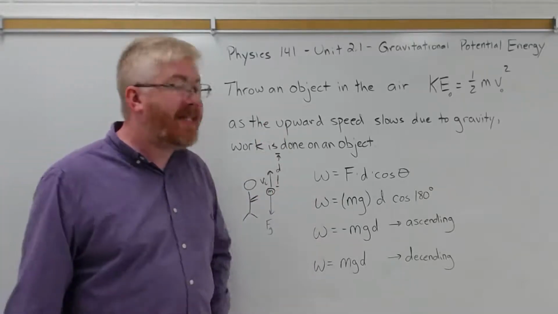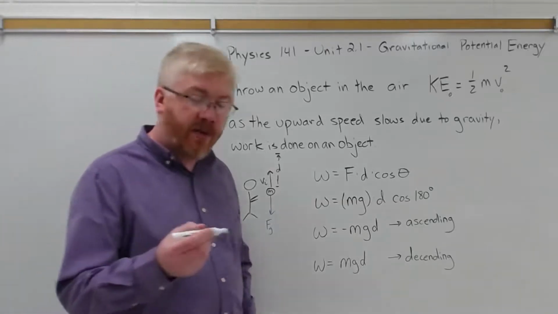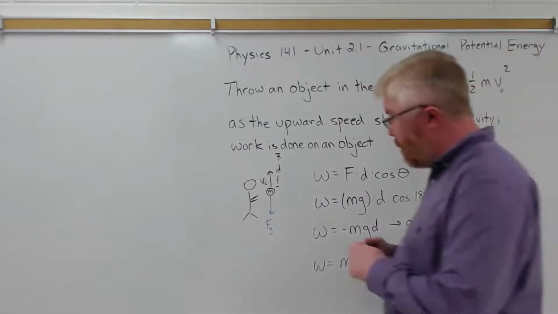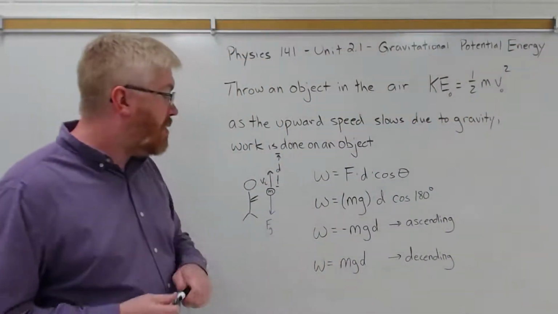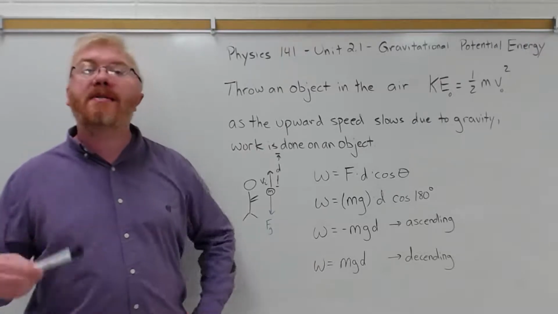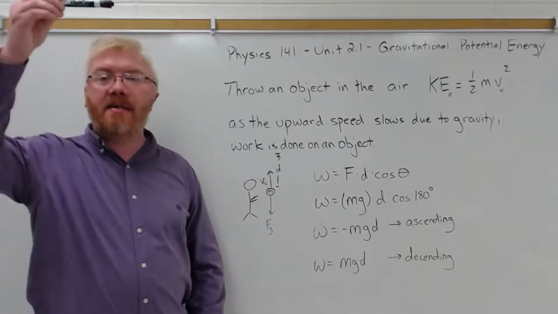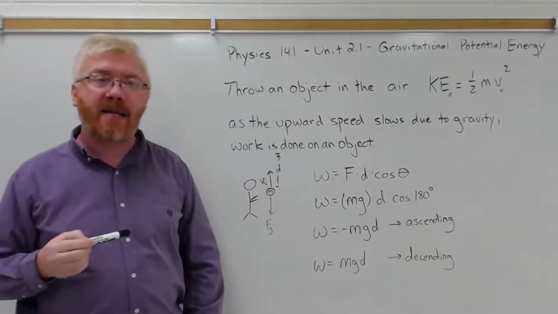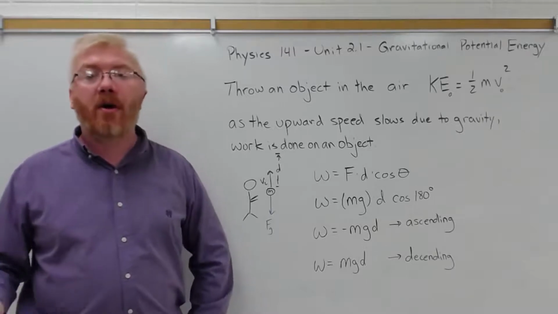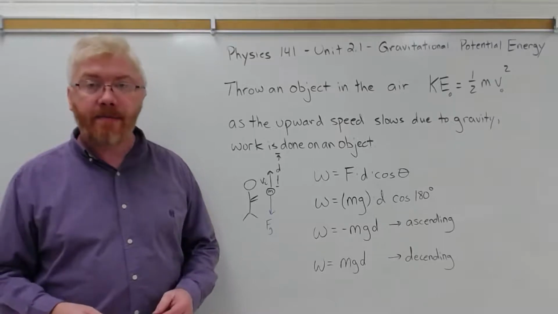Your book doesn't use D, though, for this displacement. What your book uses for gravitational potential energy, actually, pause for a moment. So this is the work done on the object. How does that compare to where that energy goes? Kinetic energy is changing. The object slows as it ascends and increases speed as it descends. Where does that energy go? It goes into what we call the gravitational potential energy, and we'll talk about that in just a moment.